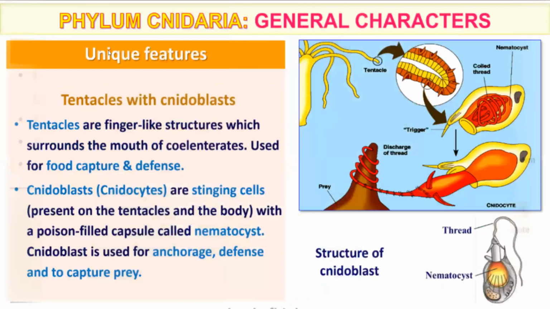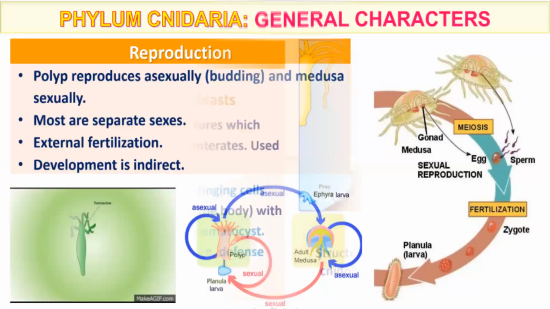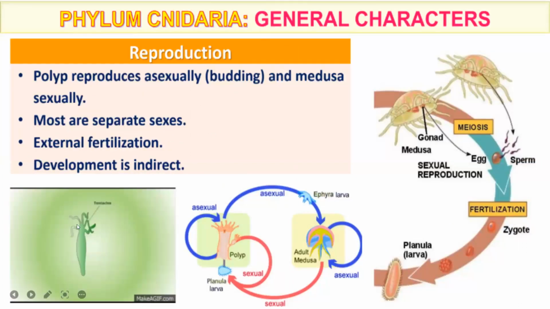Then a unique feature: they have tentacles with nidoblast. Tentacles are finger-like projections which surround the mouth of cnidarians, used to capture food. You see properly, these are tentacles. They are used for capturing the food. Any food comes, they will capture it with the help of tentacles.